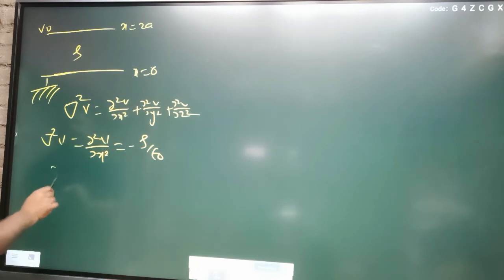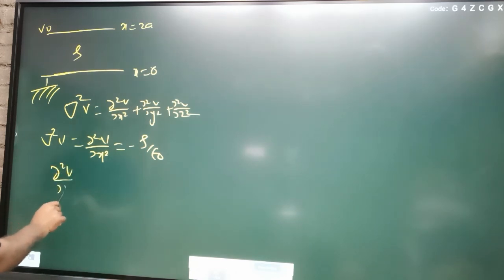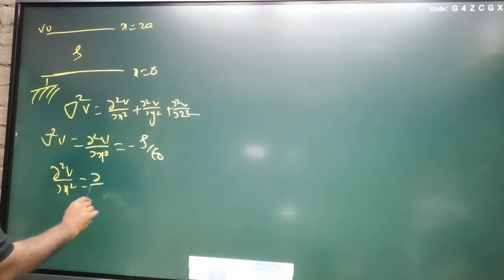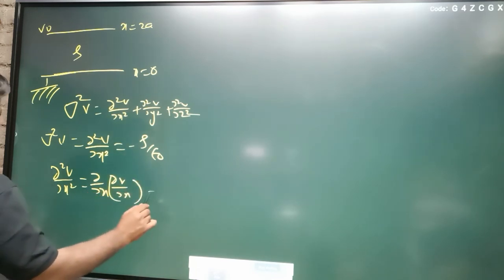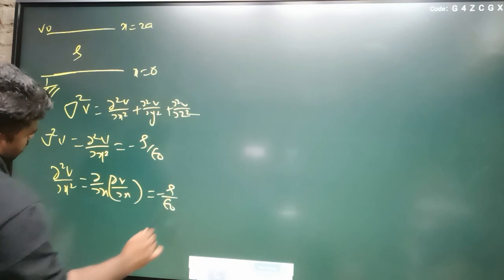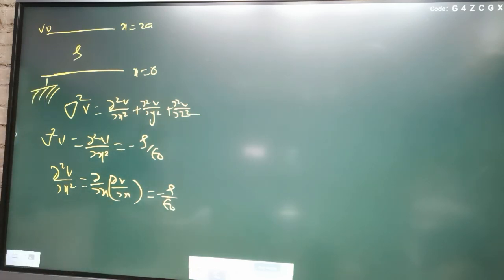Means del square v upon del x square is equal to how much? Del upon del x of del v upon del x is equal to minus rho by epsilon naught. Our aim is finding the potential. How to find out the potential? Integration. Yes. Integration.